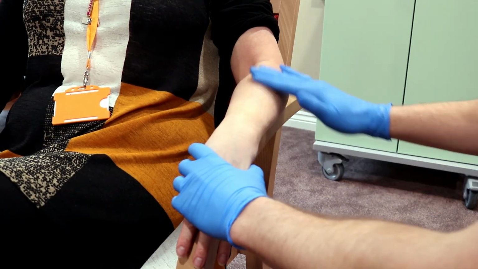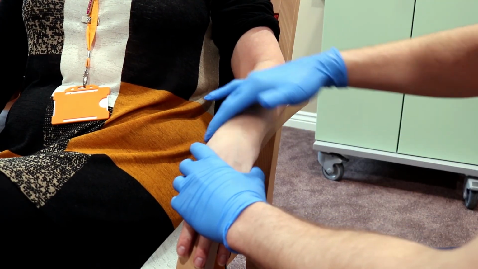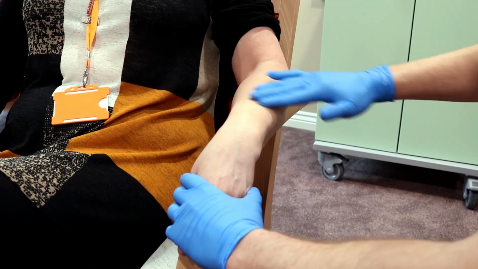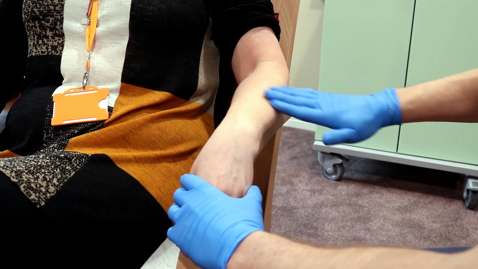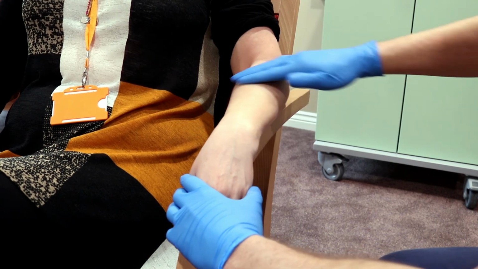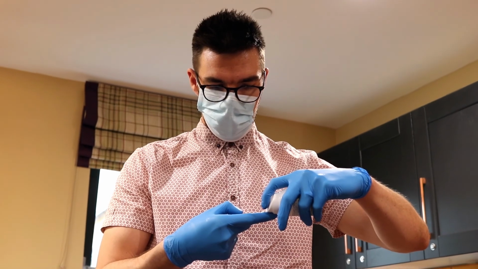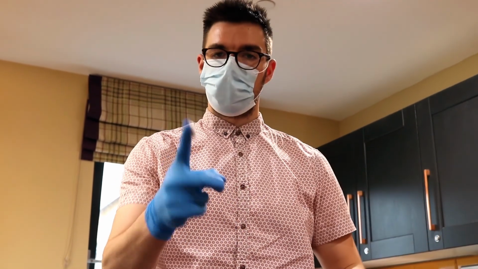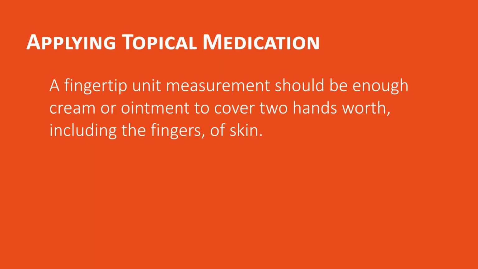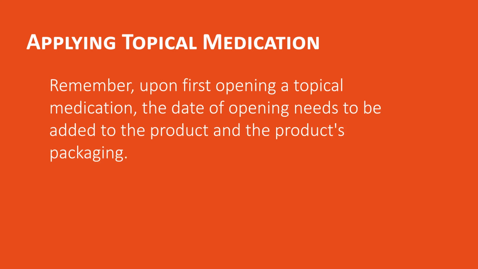Examples such as hydrocortisone cream or fusidin cream are classed as medicated topicals and should be applied thinly. This means that you should be able to see the product through the skin and not much product is visible when on the skin. If you are applying steroid creams, then you use what's known as a fingertip unit measurement. A fingertip unit measurement should be enough cream or ointment to cover 2 hands worth, including the fingers, of skin. Remember, upon first opening a topical medication, the date of opening needs to be added to the product and the product packaging.